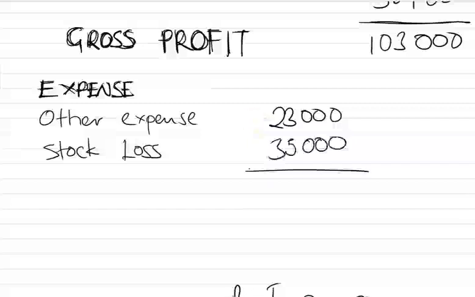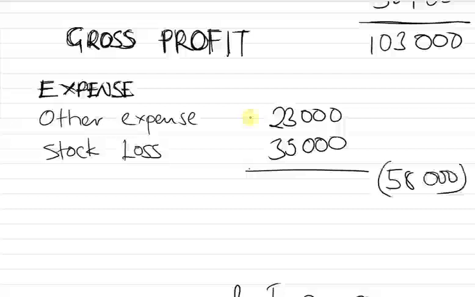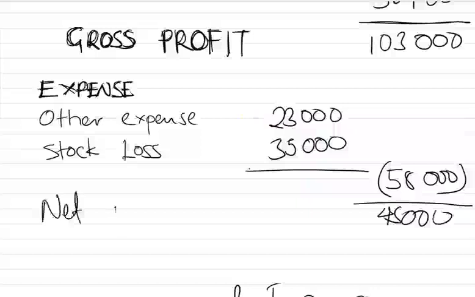So together, we should find 58,000 rather, as an expense, total expense. And when we subtract, we should find 45,000. So the net profit is 45,000. This is the net profit.